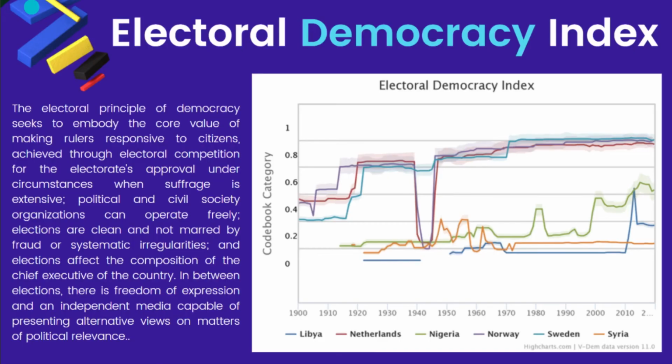In order to continue with our comparison of the quality of democracy of each of these countries, we have compiled all of them into a single electoral democracy index. As you can see, the governments of the Netherlands, Norway, and Sweden have a remarkably higher quality of democracy than those of Libya, Nigeria, and Syria. Unfortunately, VDEM did not offer any data on Liechtenstein, however we can assume that it would be near where the Netherlands, Norway, and Sweden are on the graph.